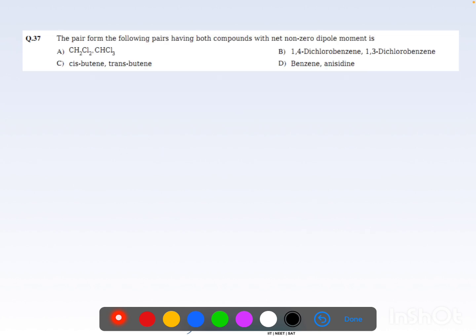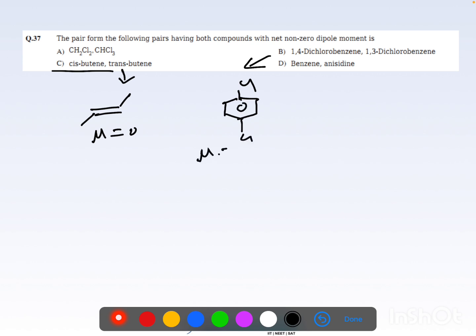The pair from the following which has both non-zero dipole moment. See, in option C, trans-2-butene has zero dipole moment. In option B, 1,4-dichlorobenzene has zero dipole moment, and from option D, benzene has zero dipole moment.